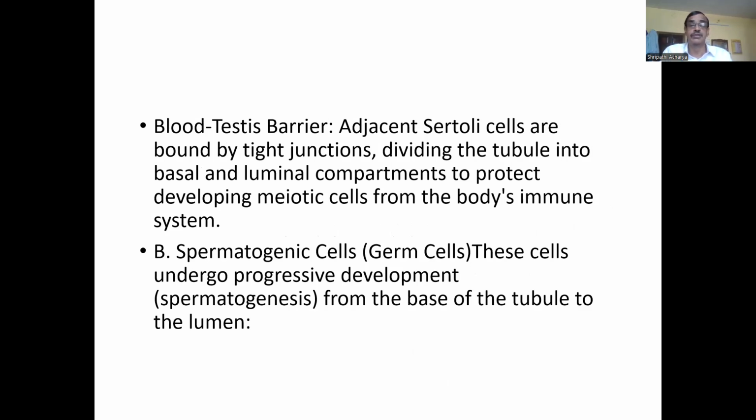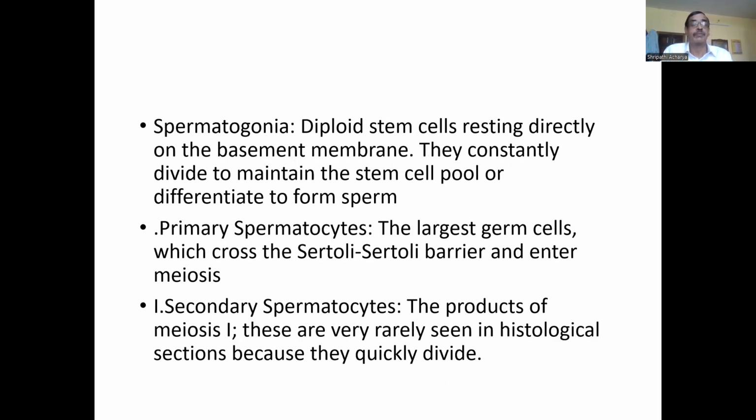Spermatogenic cells or germ cells. These cells undergo progressive development, that is spermatogenesis, from the base of the tubule to the lumen. Spermatogonia, diploid stem cells resting directly on the basal membrane. They constantly divide to maintain the stem cell pool or differentiate to form sperm.